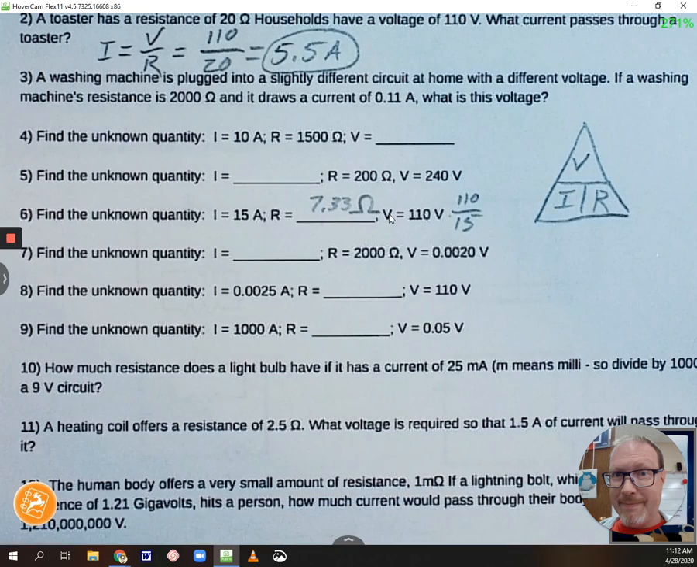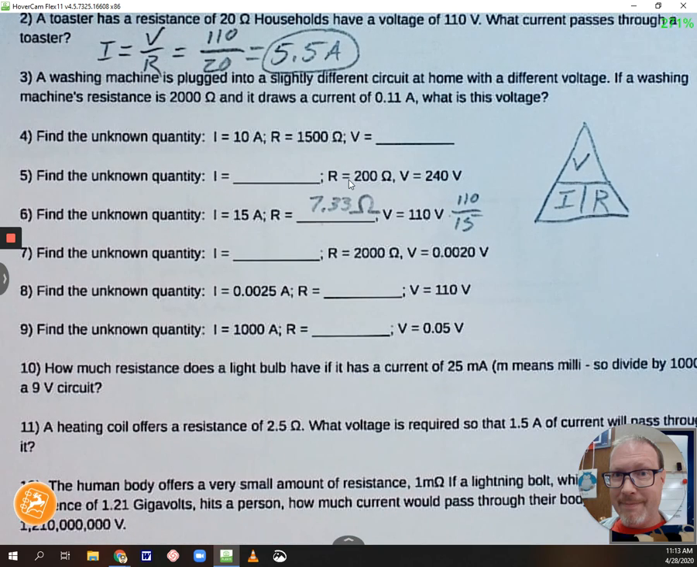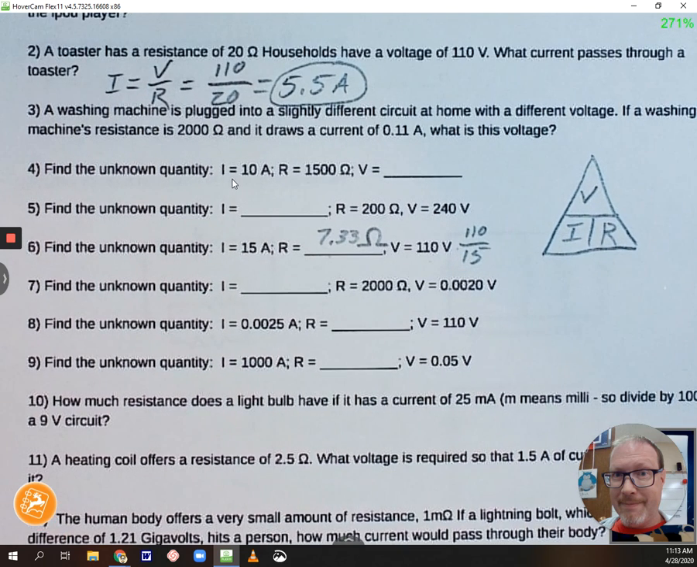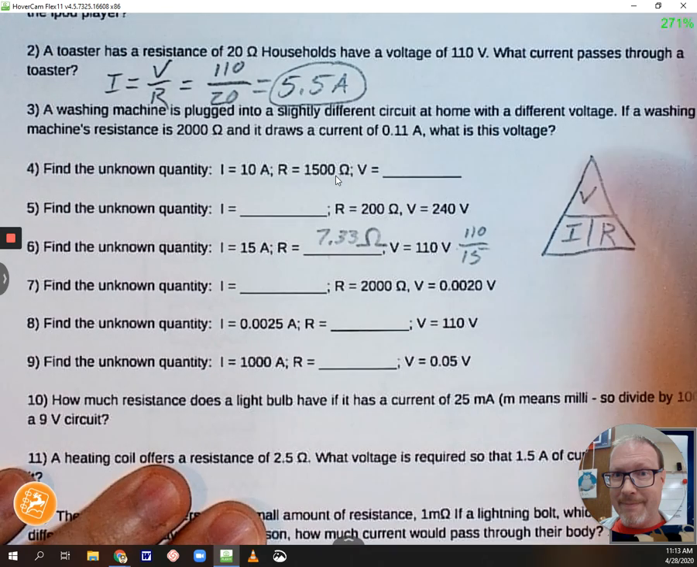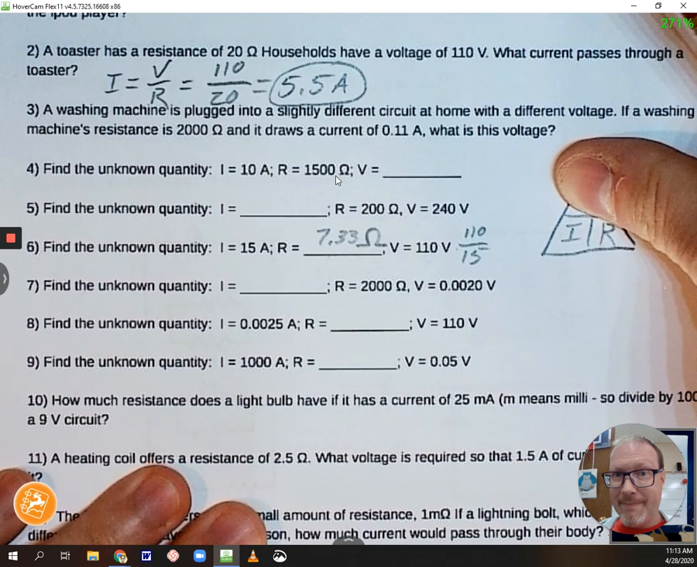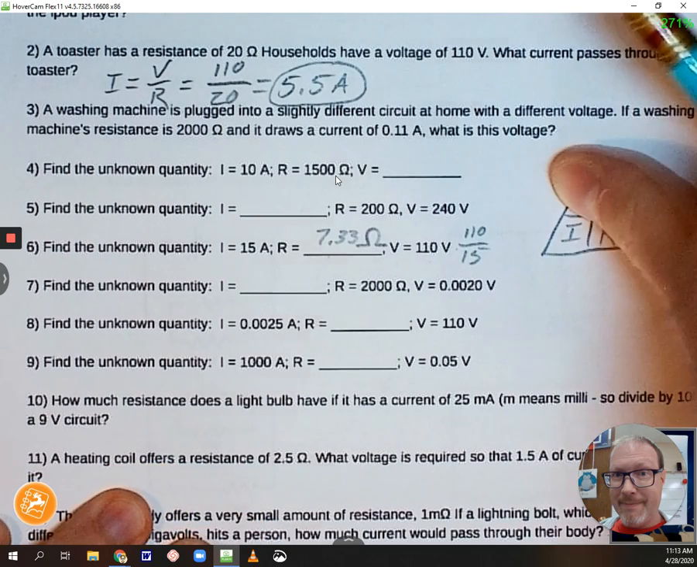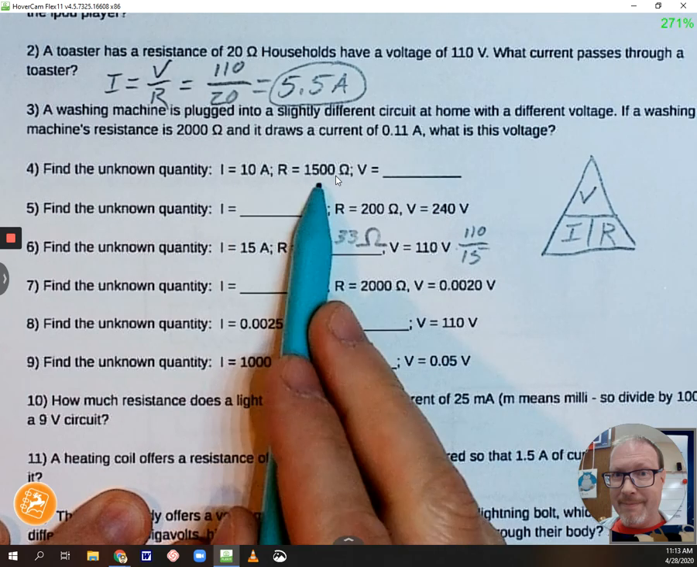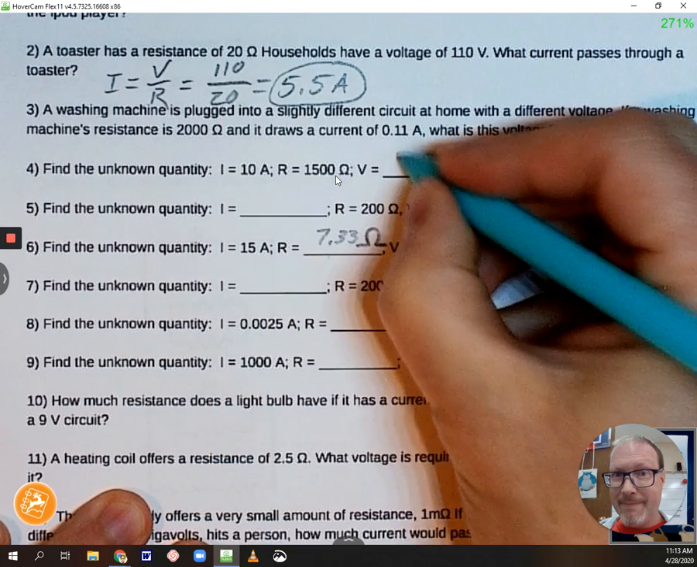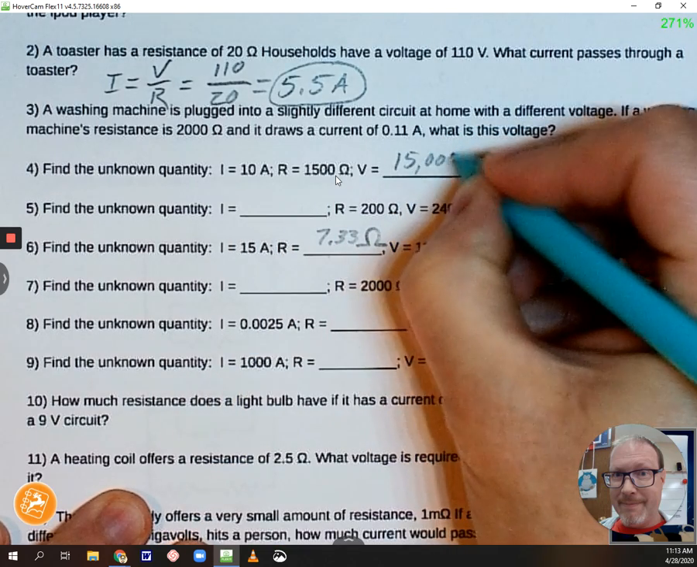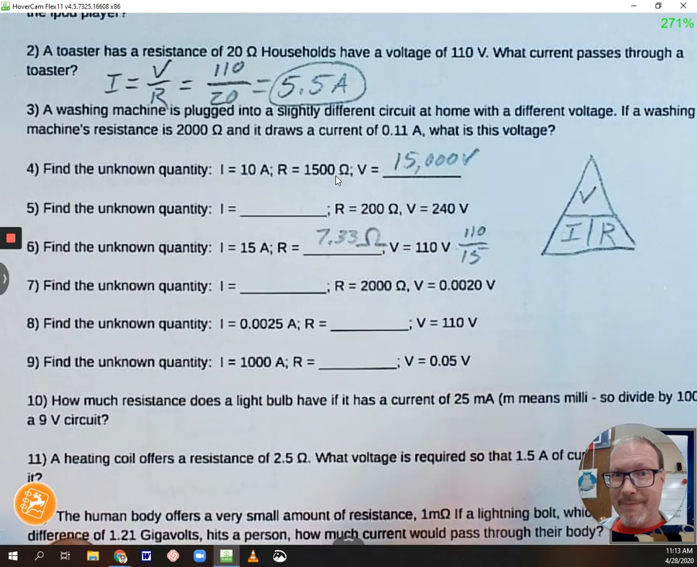All right, so let's see. We've done one where we solved for current. We've done one where we solved for resistance. Let's do one where we solve for voltage. I guess we'll do number 4. So find the unknown quantity. If current is 10 amps, resistance is 1500 ohms. So to solve for voltage, we cover up the V, and we have I times R. So it's just going to be 10 times 1500. So that's going to give us 15,000 volts. Sounds like a lot.